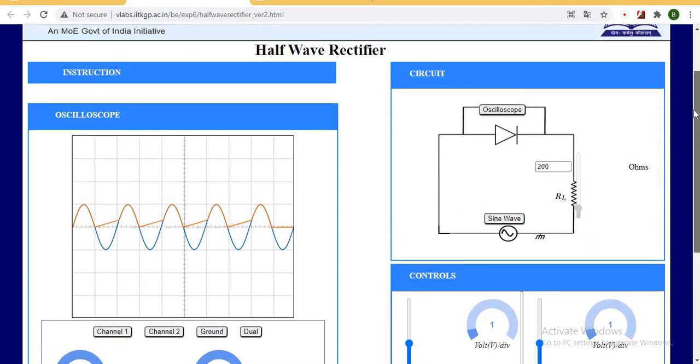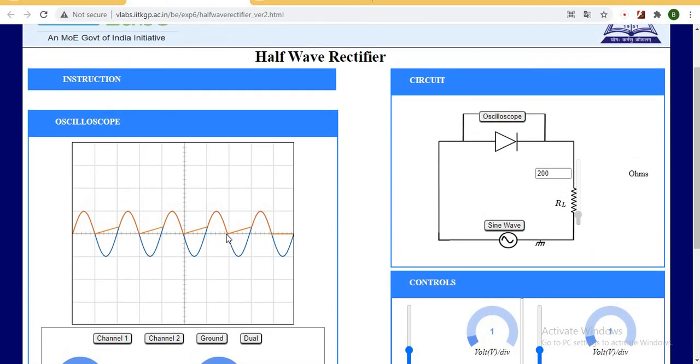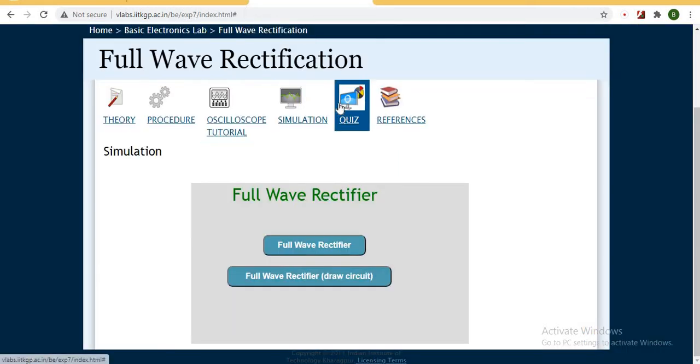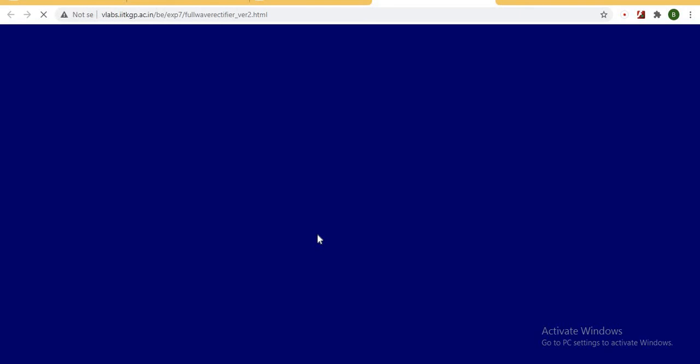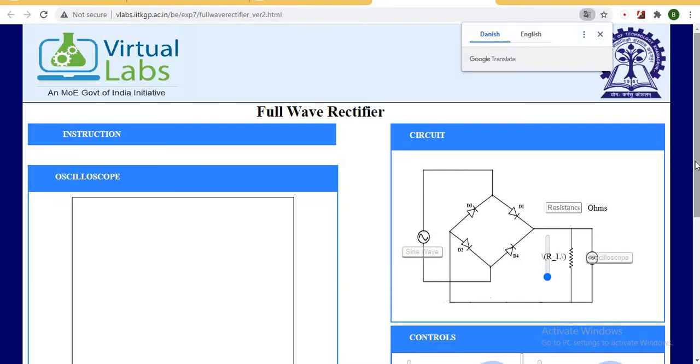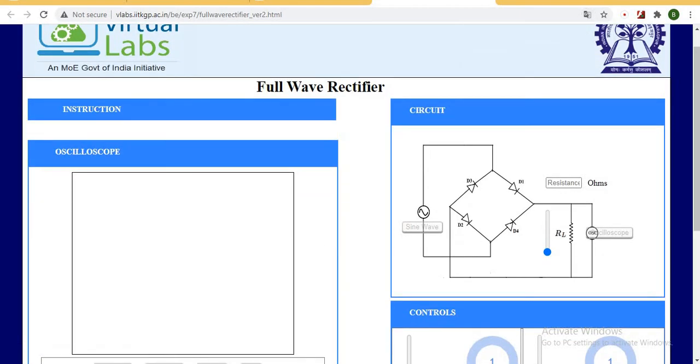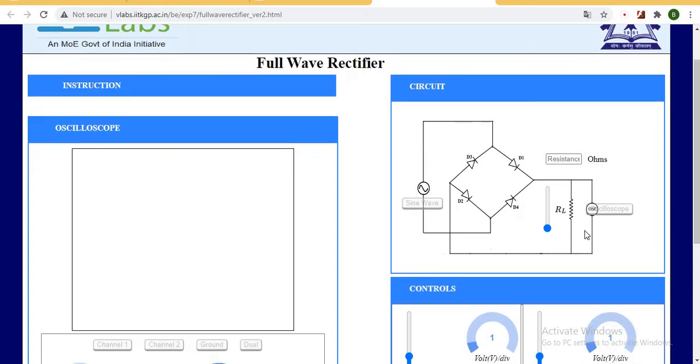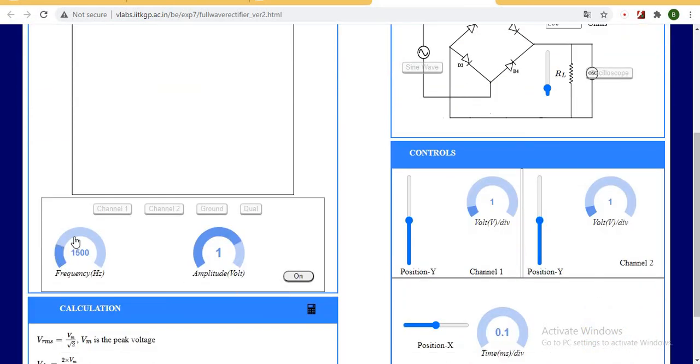But for a full wave rectifier, during the negative half cycle also the diode will conduct and you will get a positive output. So we will see what the full wave rectifier is. I will go to the other tab. You can see this is the circuit for the full wave rectifier. I will click full wave rectifier. It has two configurations: this is the bridge configuration and the other one is the midpoint configuration. So we will have a bridge rectifier connection. I will put a resistor of 200 ohms and select the frequency and voltage. The same thing. So I will turn on the supply.